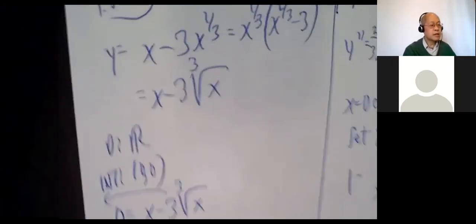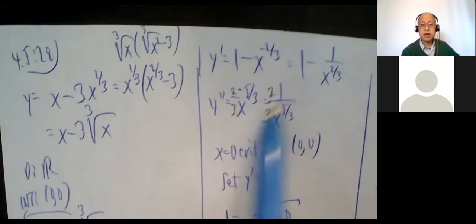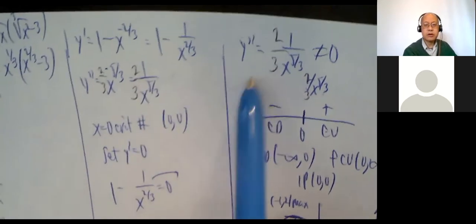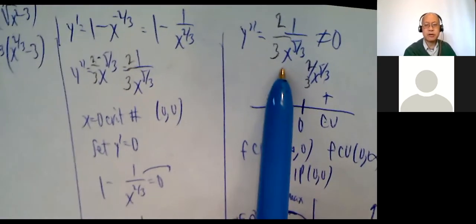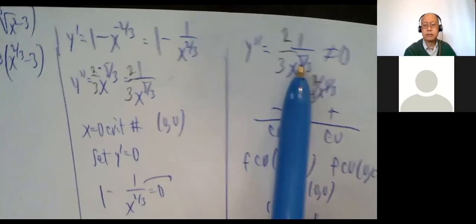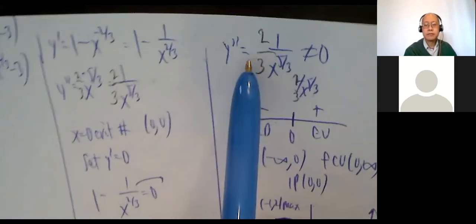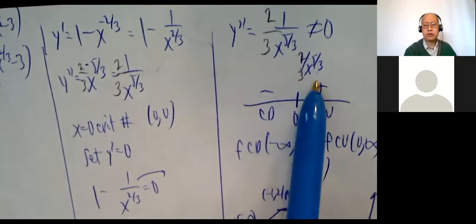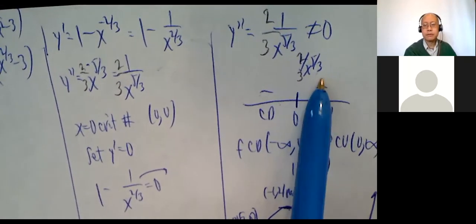All right, then the second derivative came out to be this thing. I had 2/3, 1 over x to the 5/3. That can never equal 0. The numerator is already 2. And yeah, I have 2/3 times 1, which is now 2. So 2/3 x to the 5/3.